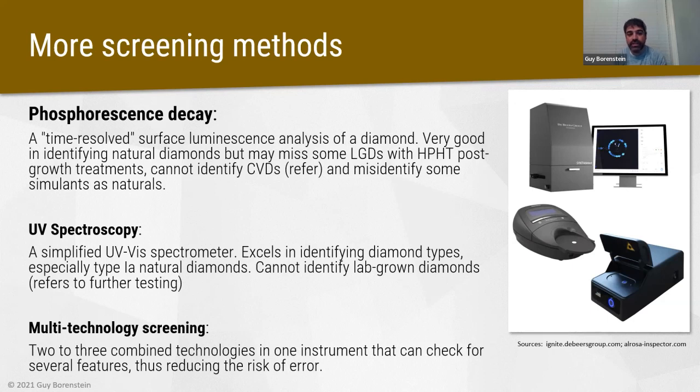And we have some devices. This is a kind of third generation of diamond screeners. This is multi-technology screening, devices that already combine several techniques together. It could be, for example, Raman spectroscopy together with UV transparency or something like that, where each technique will cover the other and will reduce the risk of error. On the disadvantage side, usually these machines are a bit more expensive because of the components.